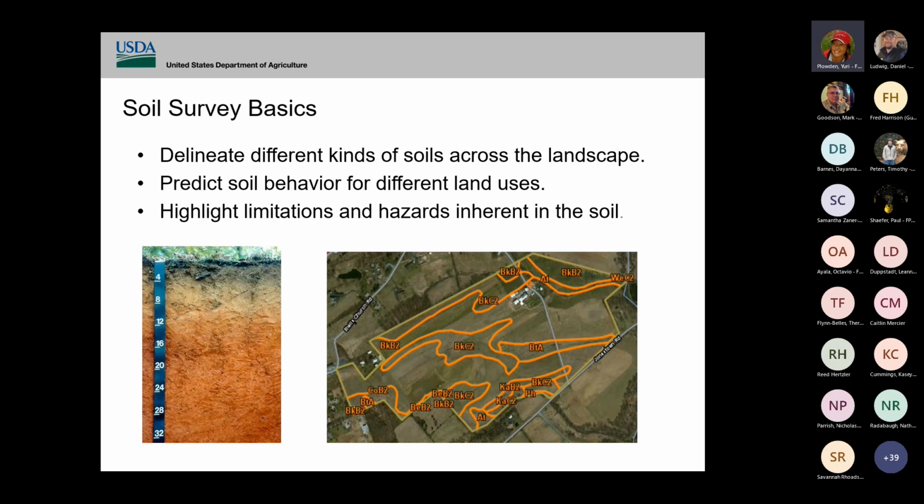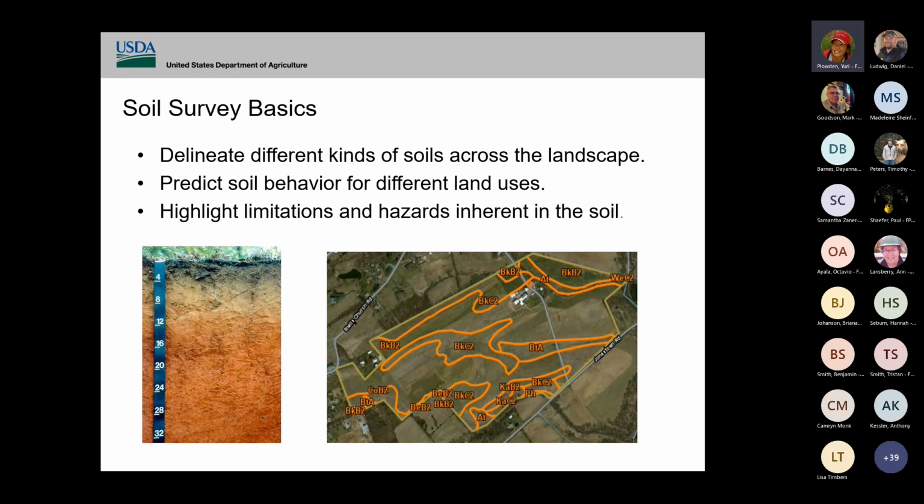Okay, I see CLORPT. So climate, organisms, relief, parent material, and time. Yep, I see climate, organic material. So a field soil scientist will take those 5 soil forming factors and they can actually delineate different kinds of soils across the landscape.